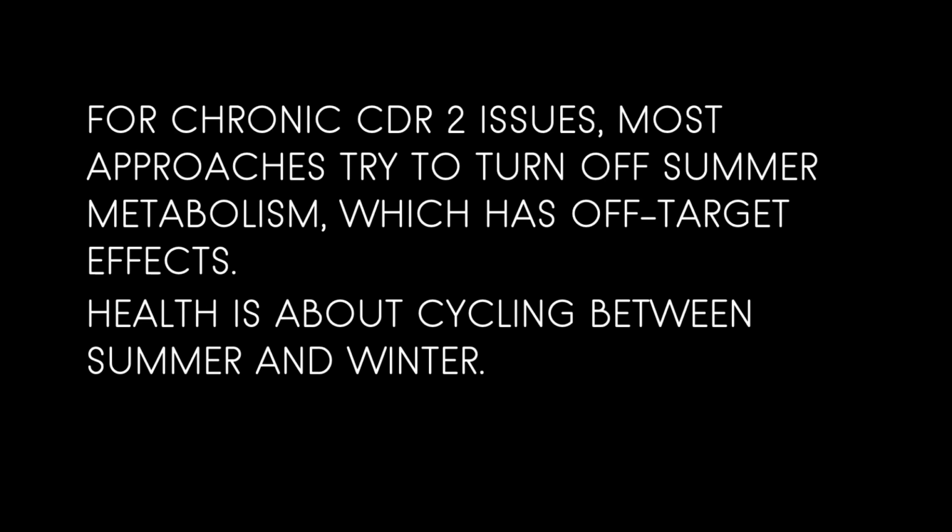Most approaches to healing complex chronic illness fail because they either try to block the healing response or they go out of order. For chronic cell danger response 2 associated issues, most approaches try to turn off summer metabolism, which has off-target effects. Because here's the problem: people are not recognizing that these issues are a result of a healthy process that's being used too much. And so they're associating that process with disease and they're trying to block it altogether. And I think that's a mistake, right? So we want to recognize that actually, if we can cycle through like we were designed to do, then these things become healthy, and blocking them can actually lead to other problems.